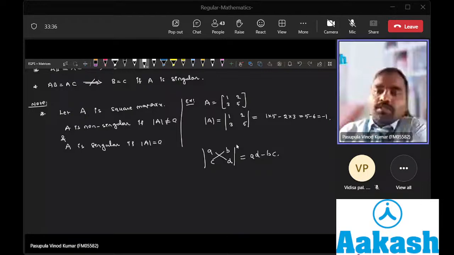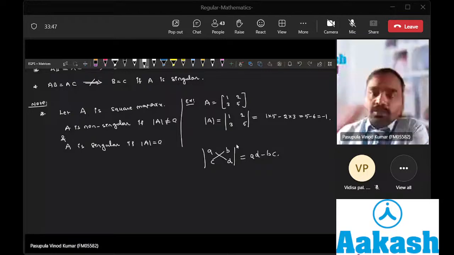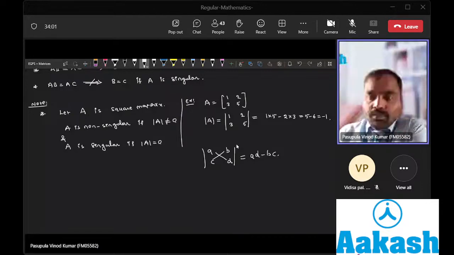And if you see here, A is equal to the matrix 2, 3, 6, 1... this is the matrix. Determinant of A will become 2, 1, 6, 3, and what is its determinant value? 6 minus 6, which is equal to 0.